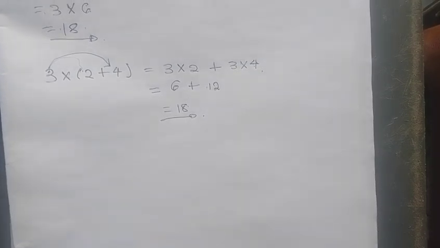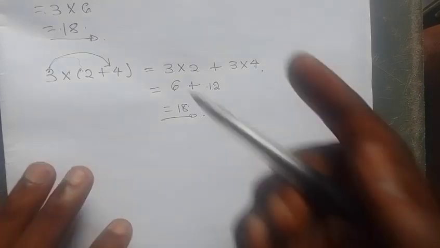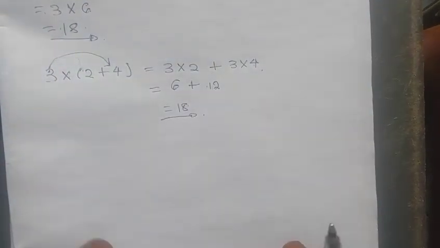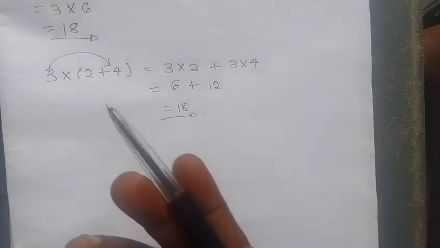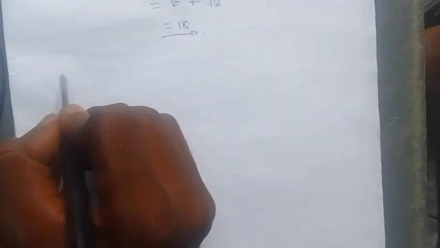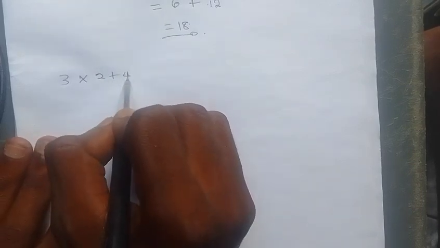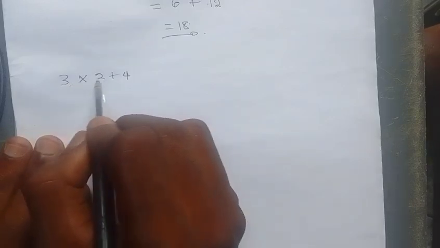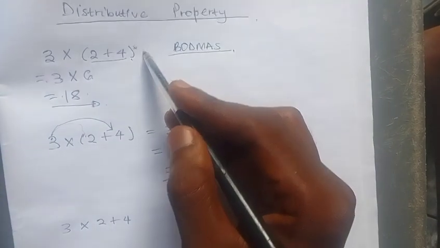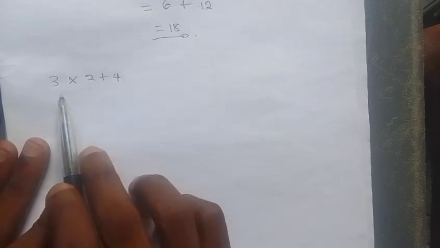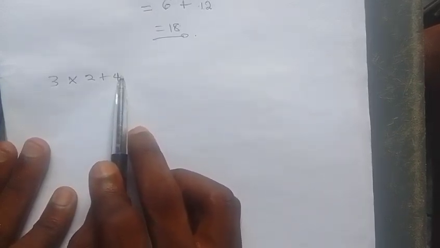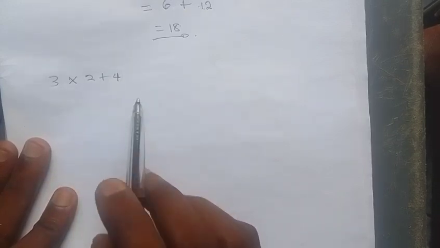Notice that we have to use the brackets in the first example to show that the addition operation must be done first. We used these brackets to show that we must do it first. Otherwise, we would have done a multiplication first. For example, the expression 3 times 2 plus 4 does not mean what you think it means. It does not mean the same thing as this. This simply means that we multiply 3 by 2 and then we add 4. It does not mean that we add 2 and 4 then multiply by 3.